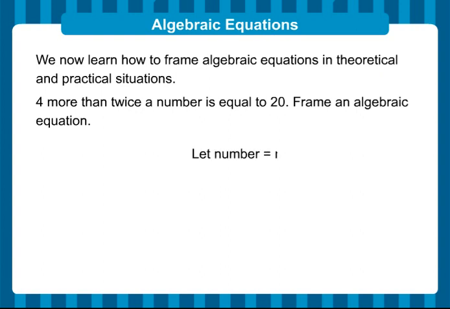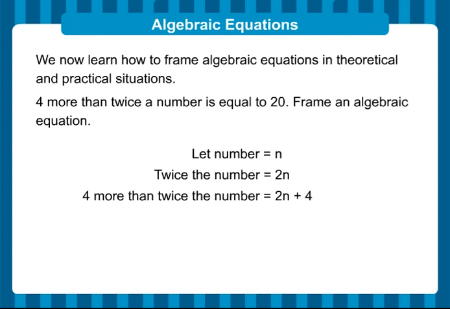Let the number be n. Twice the number is 2n. 4 more than twice the number is 2n plus 4. Thus, the equation is 2n plus 4 is equal to 20.